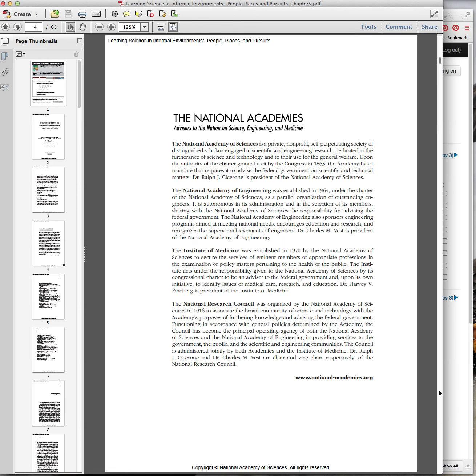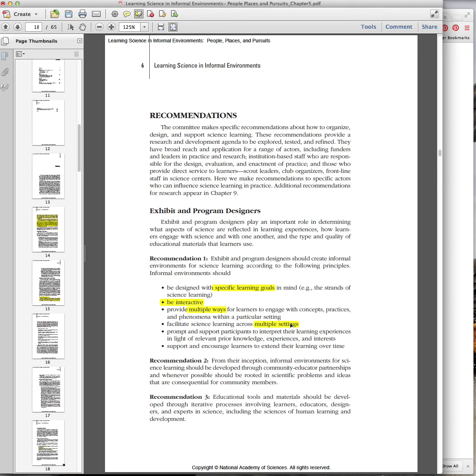These recommendations are the result of everything that they've gone through in this whole report, this massive report, okay? So I want you to keep this in front of you as well, and list what research supports any of these different recommendations. I'm going to point out a couple of them here. I'm not going to do too much with the learning goals, but pay attention to interactivity, and to why multiple ways for engagement are important and multiple settings are important.